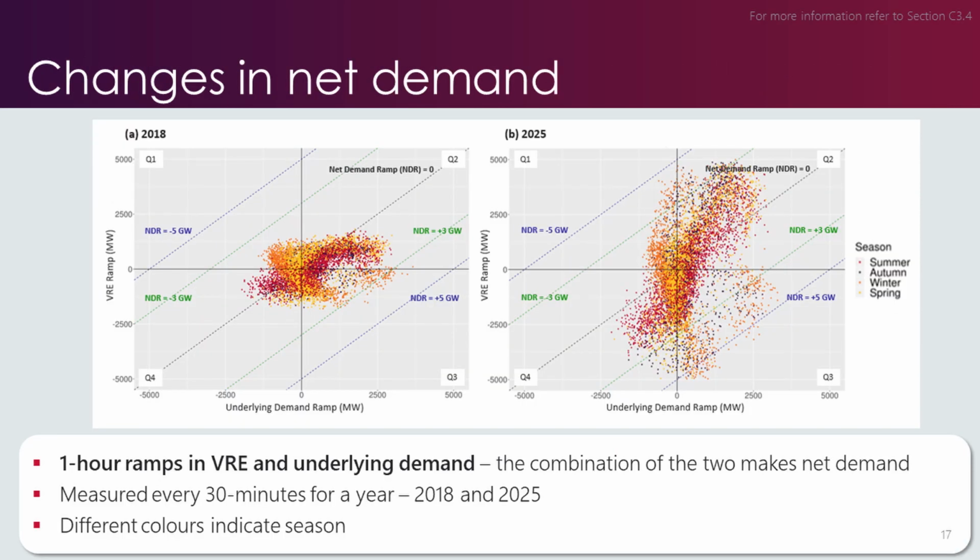This graph here is one of the main ones we have in the net demand section. Each one of the dots here shows the hourly change in net demand at a 30-minute resolution, and the different colours represent the different seasons throughout the year. So we want to understand for every hour window in the year, so for 2018 on the left and 2025 on the right, how much VRE was moving, and also how much underlying demand was moving. And this is because the combination of the two make up net demand. Now, there's a lot of information tucked into these graphs, but it's worth it. So we're going to unpack it a little bit over the next couple of slides.